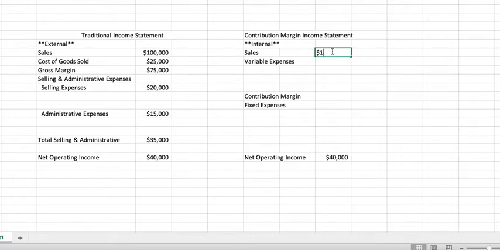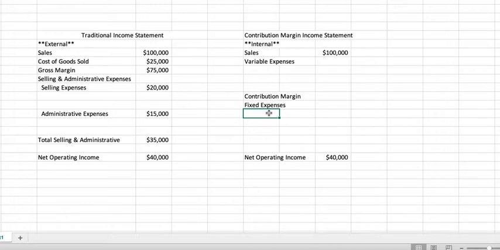Sales are the same. But what we're doing is we're looking at each one of these expenses over here, cost of goods sold, all of our selling, all of our administrative, and we're determining what is fixed and what is variable. And that's how we make decisions. Variable expenses vary with sales. So if I sell a product, I have the expense. Fixed expenses within a relevant range, usually a year, do not vary.